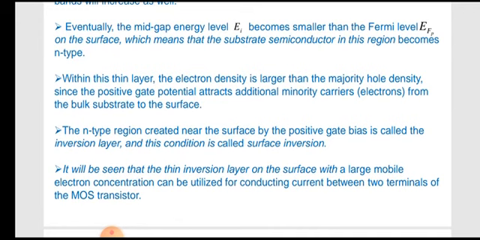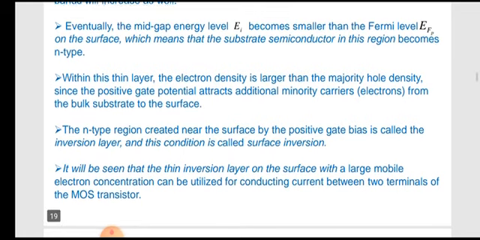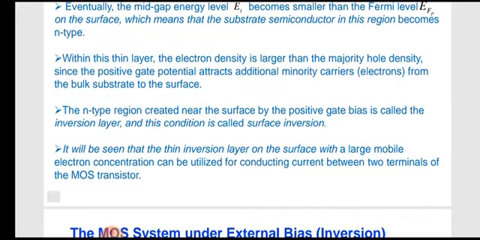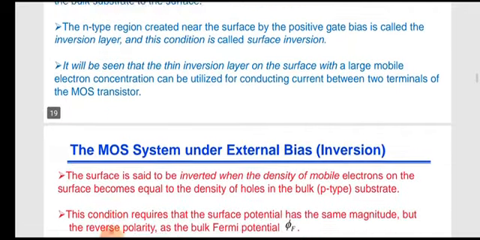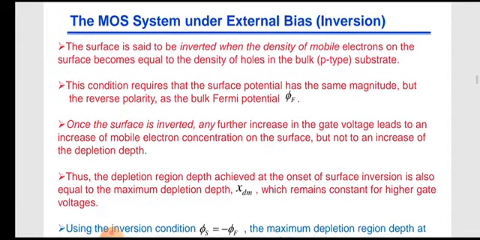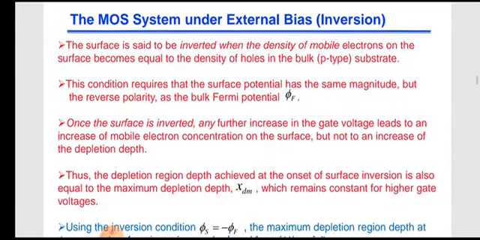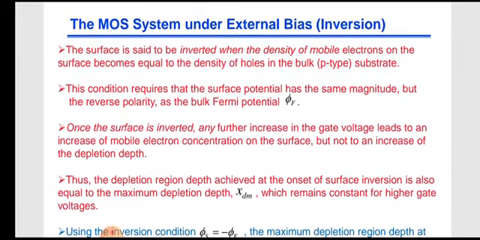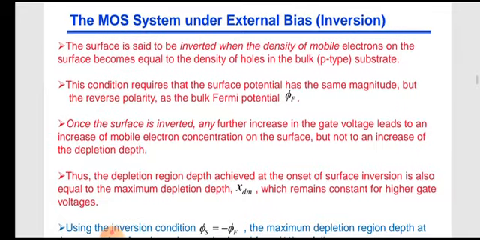It will be seen that the thin inversion layer on the surface, with a large mobile electron concentration, can be utilized for conducting current between two terminals of the MOS. So here we can see the MOS system under an external bias, which is an inversion layer.